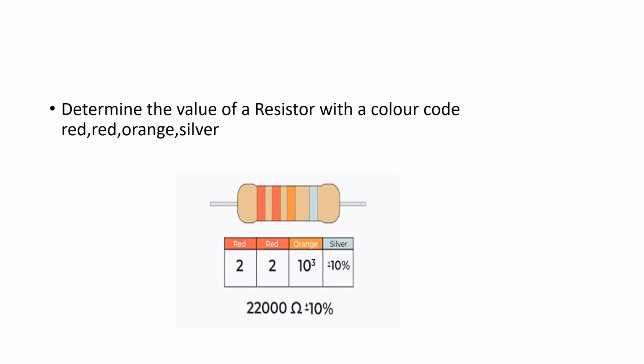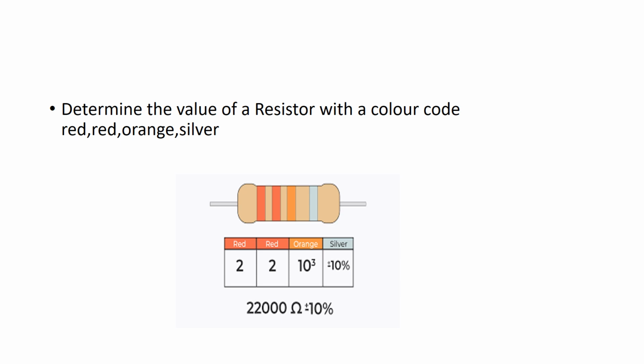Let's look at an example to understand the color coding process. In this problem, the first color is red. The value of red is 2. The second color is again red. That value is 2. And the third color is orange. That value is 3, which represents the multiplier.